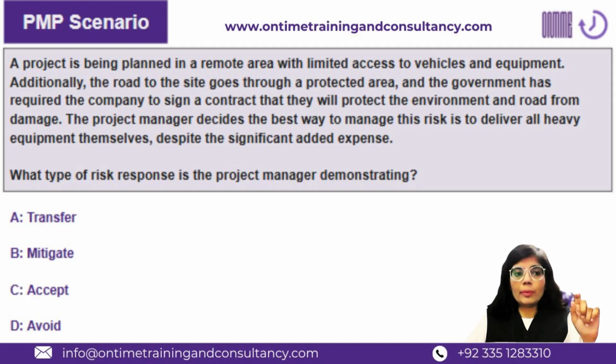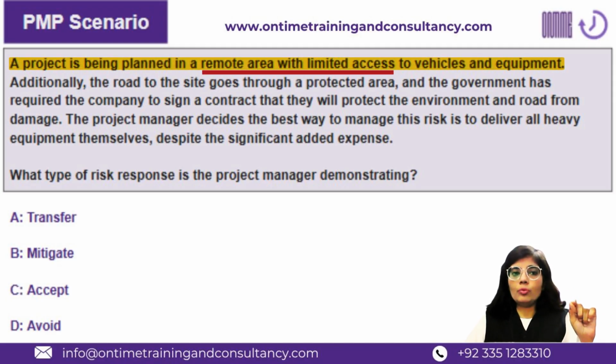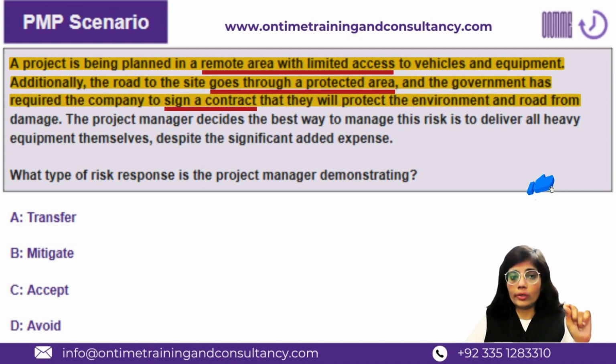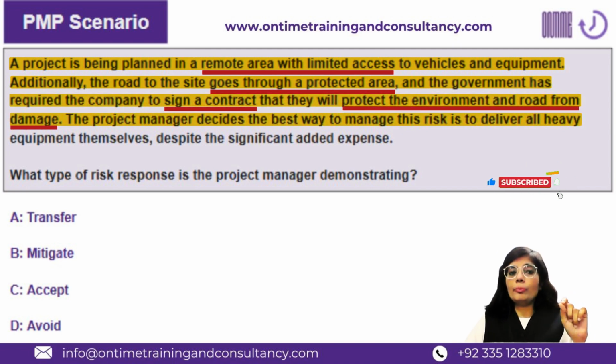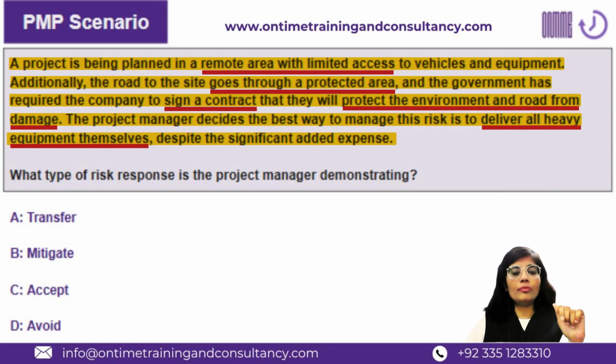Quickly, the scenario is a project is being planned in a remote area with limited access to vehicles and equipment. Additionally, the road to the site goes through a protected area, and the government has required the company to sign a contract that they will protect the environment and road from damage. The project manager decides that the best way to manage the risk is to deliver all the heavy equipment by themselves despite the significant added expense. This part, despite the significant added expense, is important.